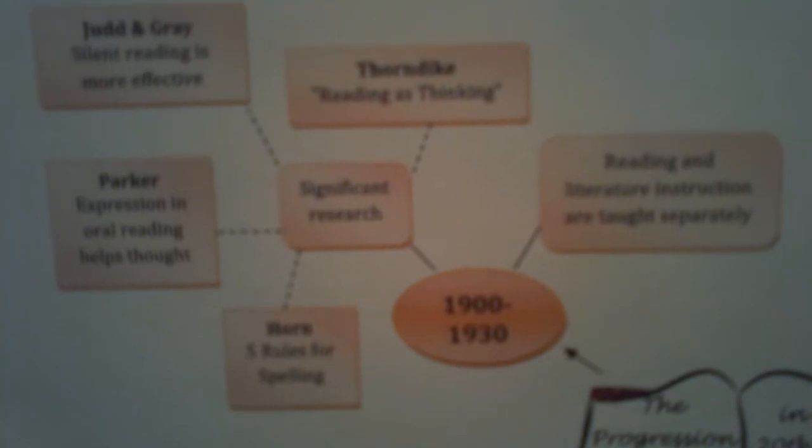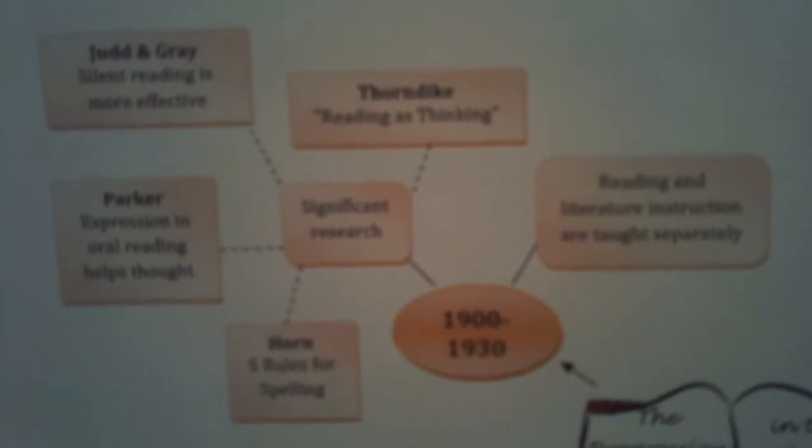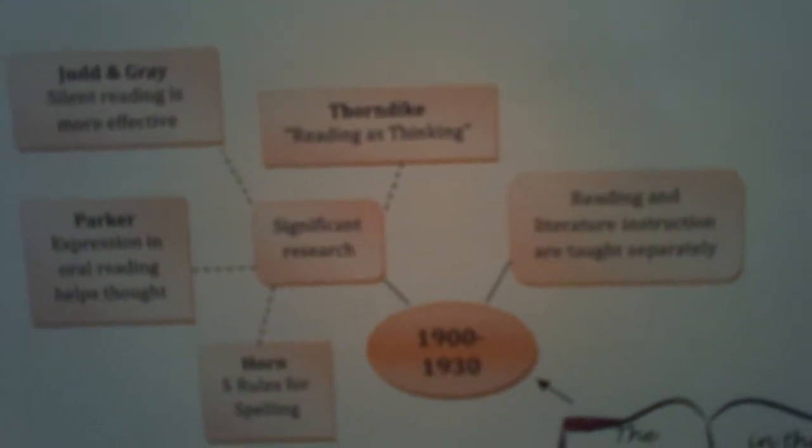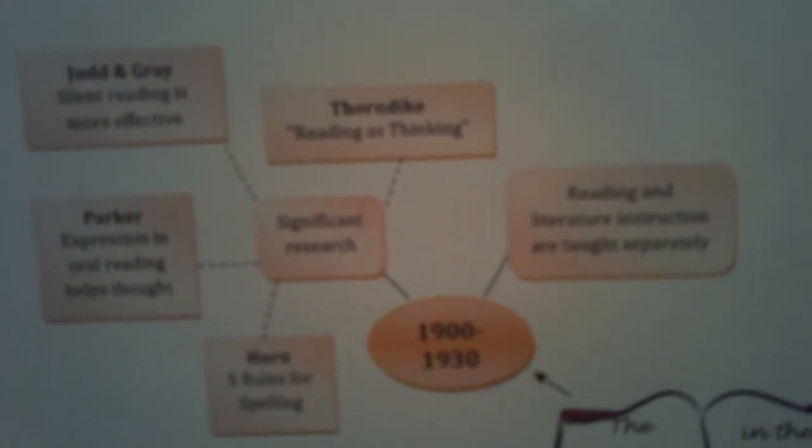I started with the 1900s and the 1930s, and during this time, it was a period of significant research on reading. Horns made 5 rules for spelling. Parker explained that expression in oral reading helps the thought process. Judd and Gray believed that silent reading was more effective than oral reading.